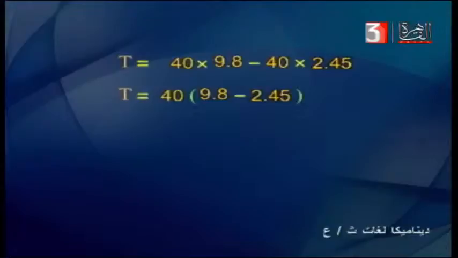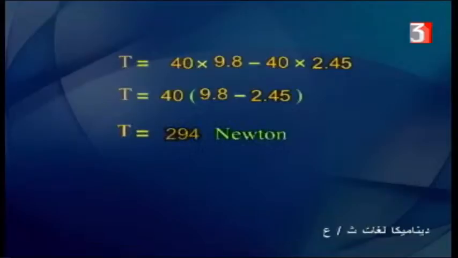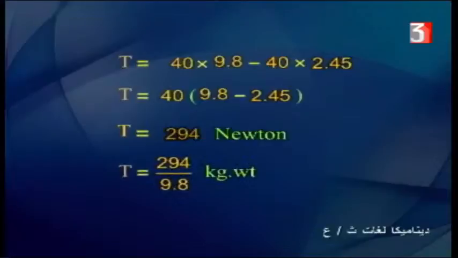Then T equals 40 times 9.8 minus 40 times 2.45. We can take 40 as a common factor on the right hand side. Then the tension T equals 40 multiplied by 9.8 minus 2.45, and the tension T equals 294 Newton. The tension in Newton unit, and we can find the tension in kilogram weight unit by dividing 294 by 9.8, then the tension equals 30 kilogram weight.